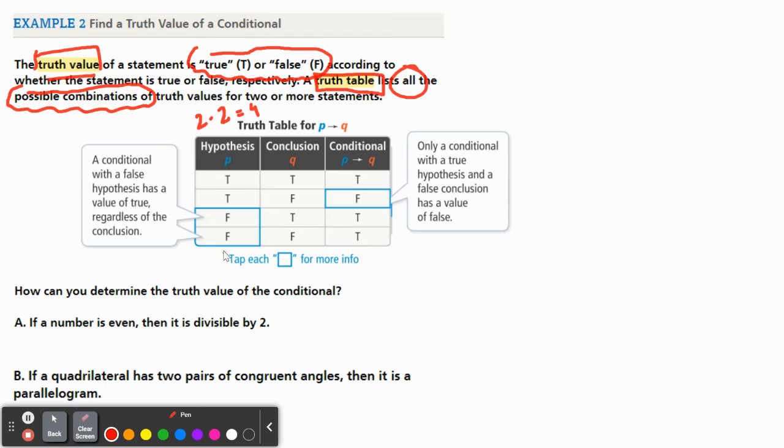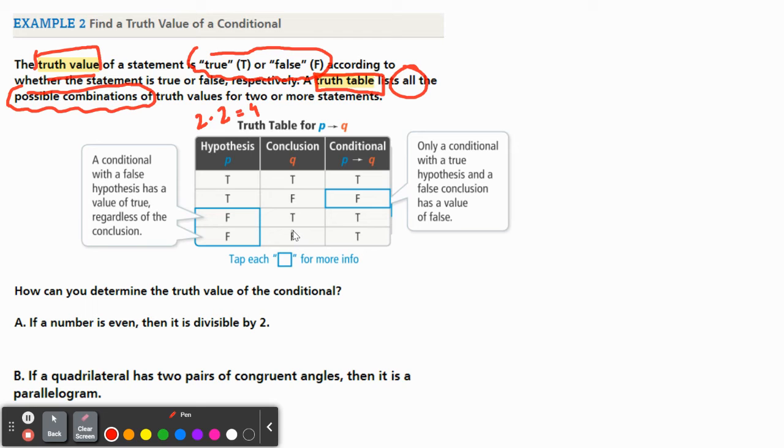So typically what we do is we let the first row represent true, true, then false, false. So the first statement being true twice, the first statement being false twice. Then we alternate the second one: true, false, true, false. This gives us all combinations. So true, true, true, false, false, true, false, false. All possible combinations of those two statements.